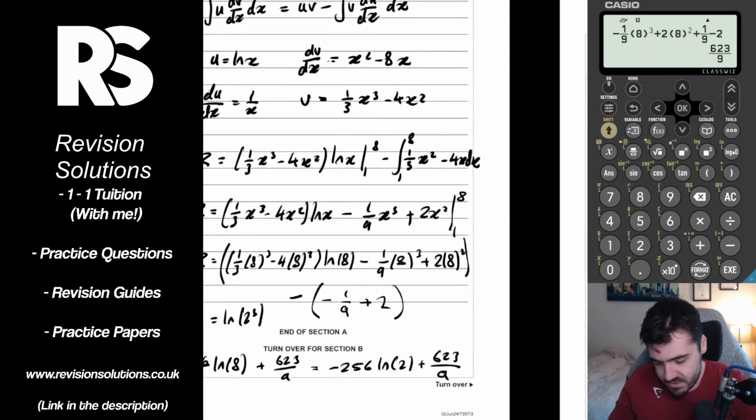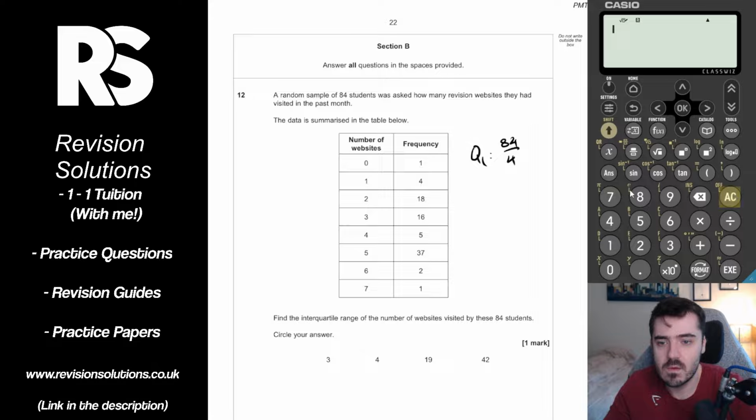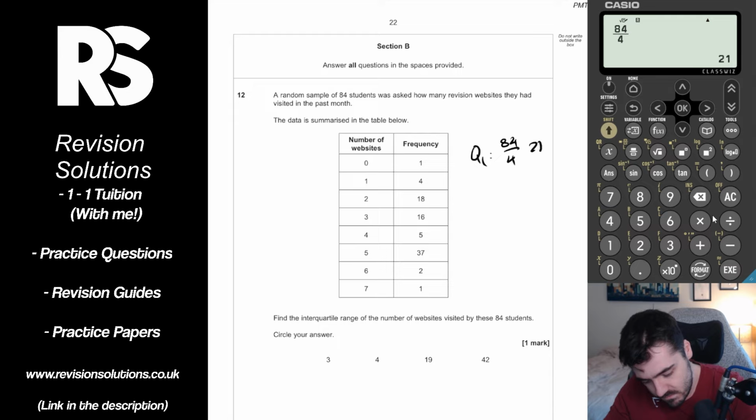Okay, moving on to question 12. We're starting the statistics section. So we've got a frequency table. It first asks us to find the interquartile range of these 84 students. So we need to find Q1. For Q1, we can think that's going to be the first quarter of the students. So 84 over 4, what does that give us? 84 over 4 would be the 21st value.